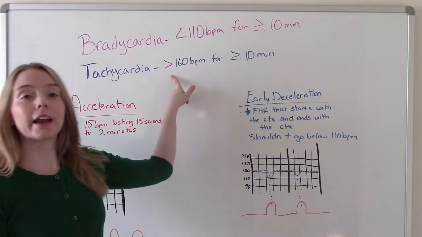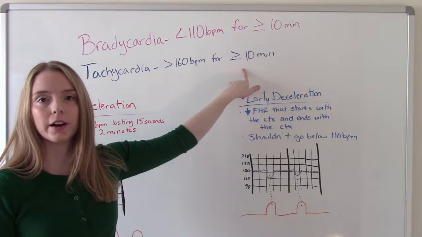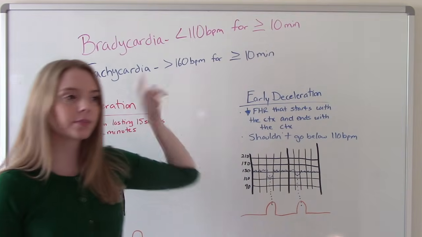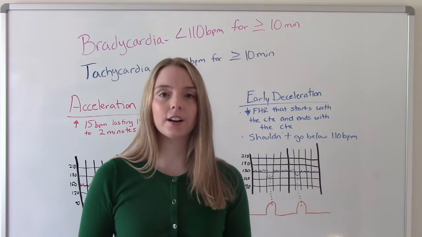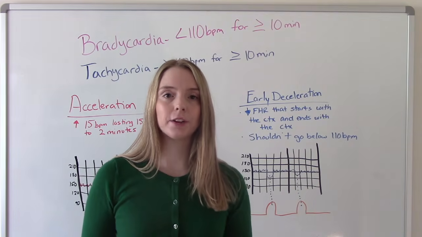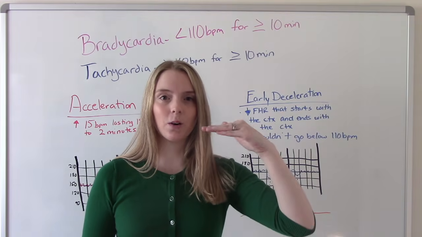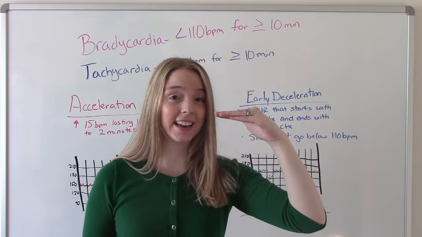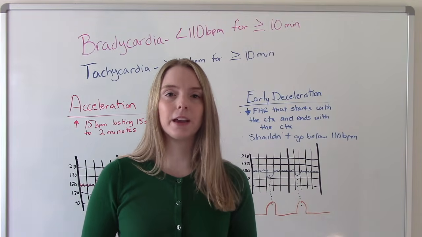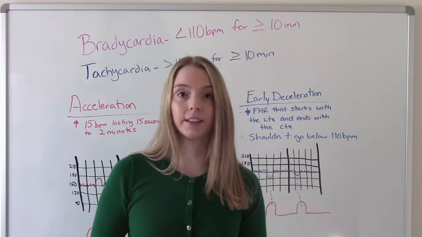Tachycardia is greater than 160 and it's still that 10-minute mark. So it has to be greater than or equal to 10 minutes long for it to be considered tachycardia. Usually the cause of tachycardia is infection. So if you're taking care of mom and she's in labor and you start to see that heart rate on baby go up, up, up and it stays there, you want to go take mom's temperature right away. Because tachycardia on a baby, you automatically want to think infection, like chorio or something like that.